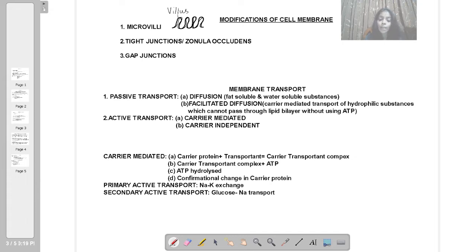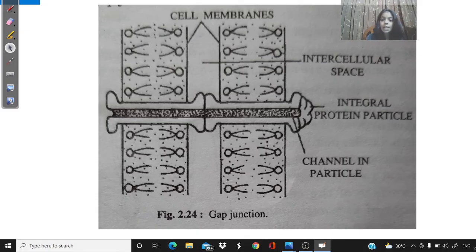Okay. Now next, if we come to the next structure, tight junctions, which is also known as zonula occludens. Now this is another kind of modification of cell membrane, and then I have written another one, and that is gap junction. I'll show you one picture of gap junction. So this is basically a picture of gap junction.